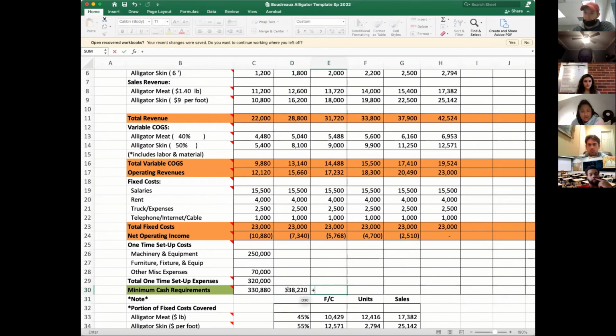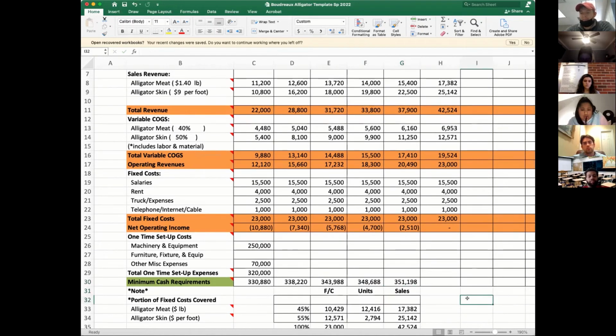After the third month, I still lost 5,000, right? After the fourth month, I lost 4,700. And after the fifth month, I lost 2,500. So what we know right now, Boudreaux needs to ask Hebert for $351,198.